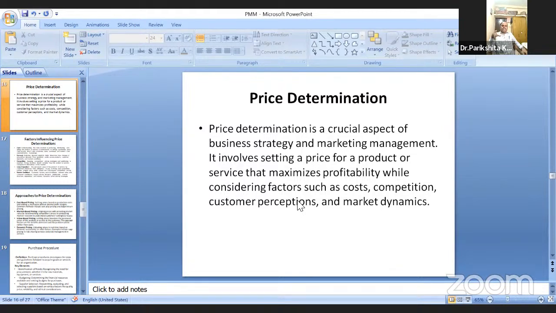And also, when you are putting the price, you have to see the customers' preferences and perceptions. You also have to go to the markets and see what the competition is, what the customer preferences are, and what the market dynamics are. You consider all these things, then you can fix the price. Price fixation is very important.